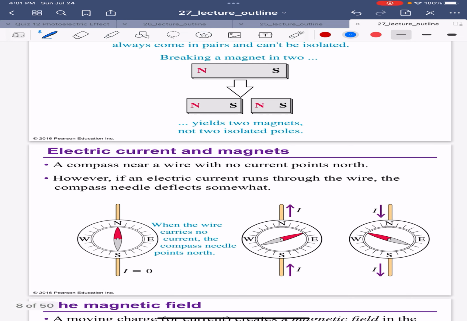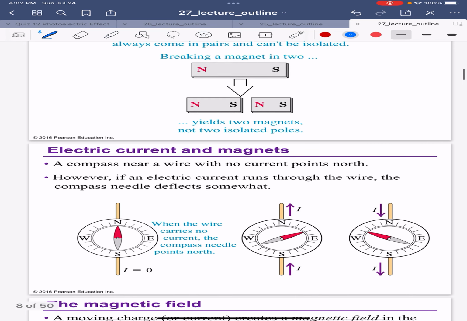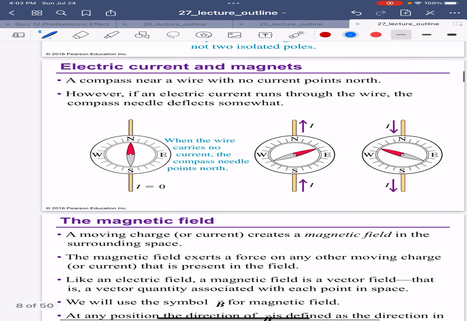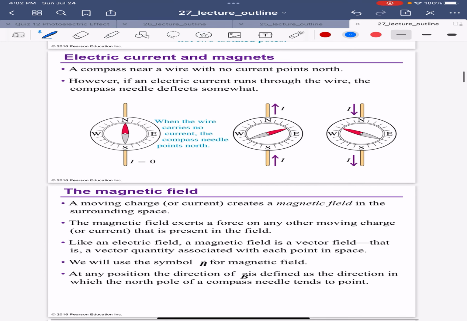Now also, we need to know that a compass near a wire with no current points north, because it will be affected by the magnetic field of the Earth. But if we get a current going through this conductor, then the compass needle deflects somewhat in a direction, and this is because it is affected by two magnetic fields.